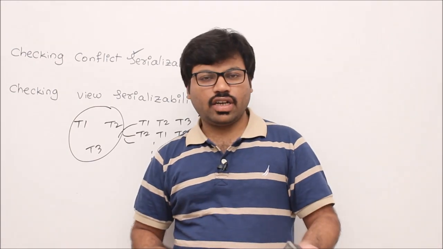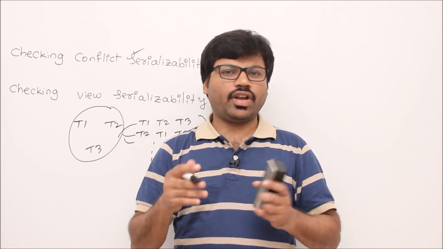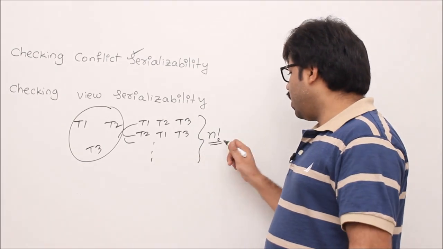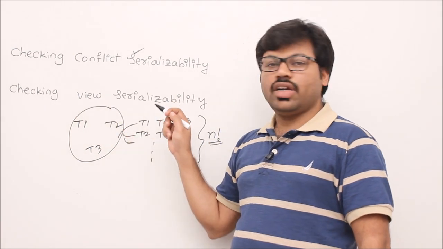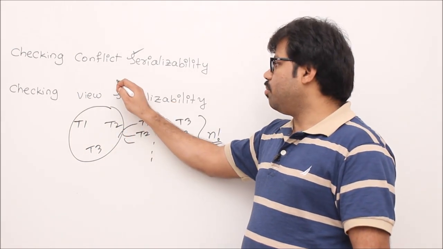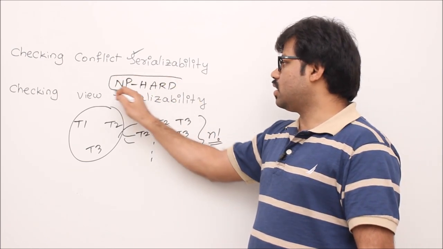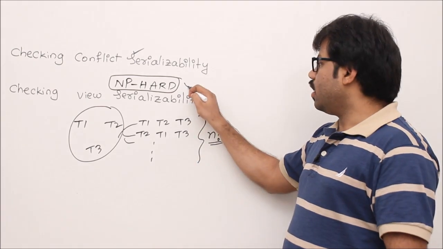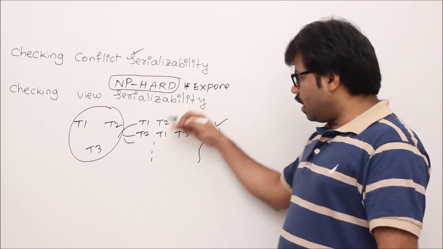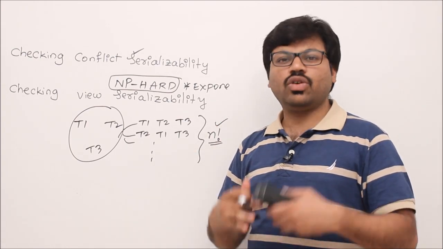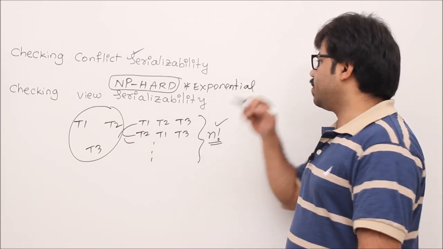For those n factorial schedules, we have to check the view condition again. Each takes at least 1 unit of time, just an assumption. Still, evaluating n factorial possibilities takes a lot of time, and that's why checking the view serializability condition is an NP hard problem. If you don't know what NP hard is, please ignore it, just remember this word. Second, it is exponential. That means n factorial serial schedules, in the worst case we have to evaluate. There is no skipping, there is no other option for you. That's why it is exponential in the worst case.